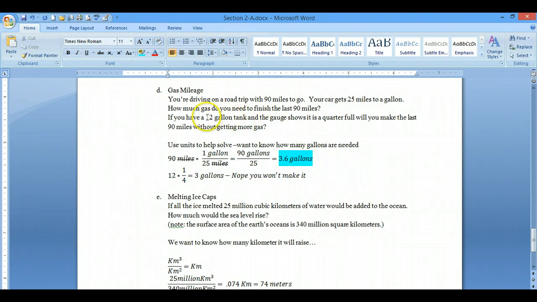Now we are told that you have a 12-gallon tank and the gauge shows that it's a quarter full. A quarter means a fourth of the way. A fourth of 12, or 12 times 1/4, gives you 3 gallons. But you need 3.6 gallons to finish the trip. So that means you won't make it. You'll either end up walking or hopefully find a gas station.